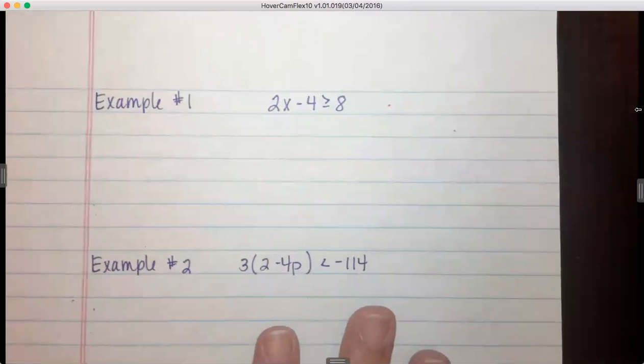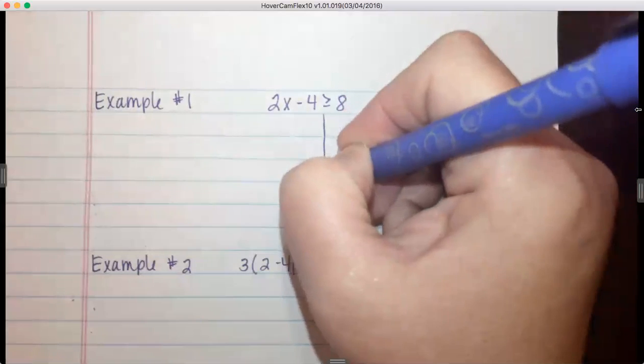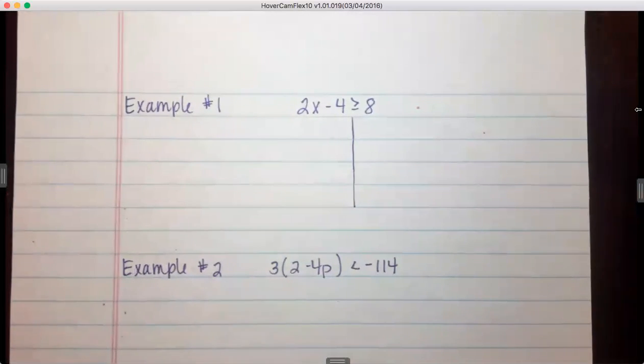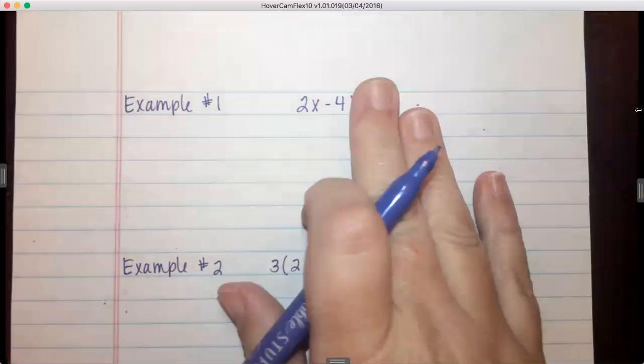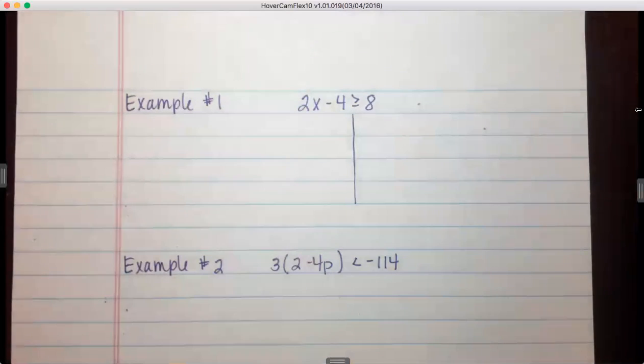So we have example 1, and it's 2x minus 4 is greater than or equal to 8. Now, I think of the equal sign as a little street, and we're just moving people and things over and over across the street, and this street just happens to have a curve in it. So it doesn't matter, it's the same thing. So no distribution, no fractions, let's see, I can't combine those terms. That only has one term, so I can't combine terms.